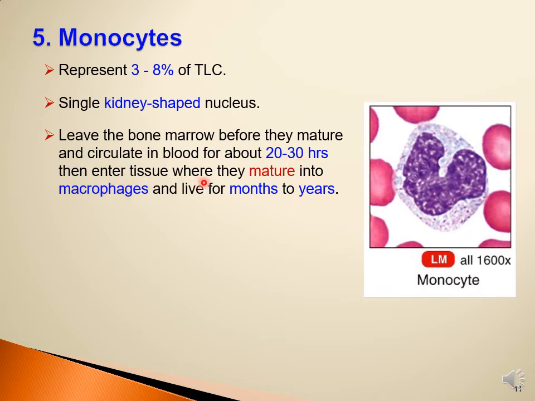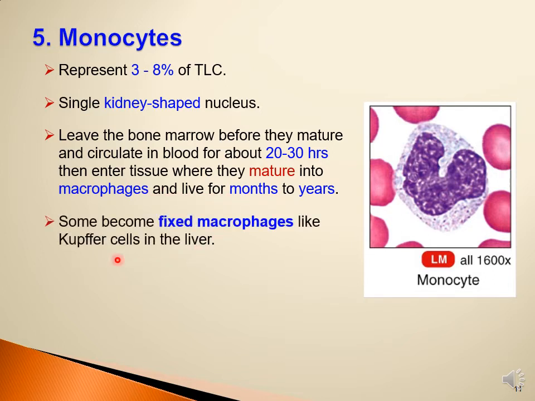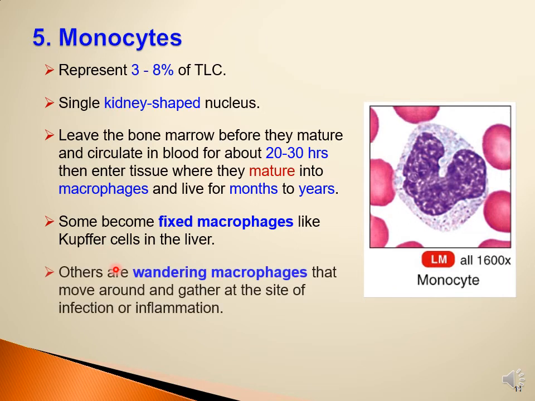Then they enter the tissue and they mature into the macrophages, the most important and most powerful phagocytes in the body. And these macrophages live for months to years. Some of the macrophages become fixed macrophages, like the ones that we find in the liver. We call them Kupffer cells. Those in the spleen as well. And others are wandering macrophages. They don't stay in one tissue. So they move around and gather at the site of infection or inflammation. So they are attracted to the site of infection and inflammation.